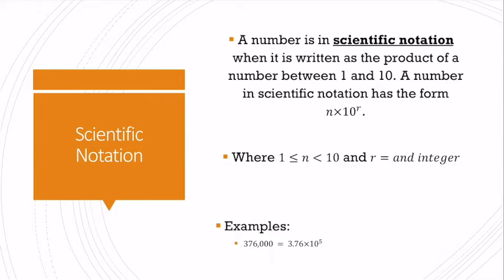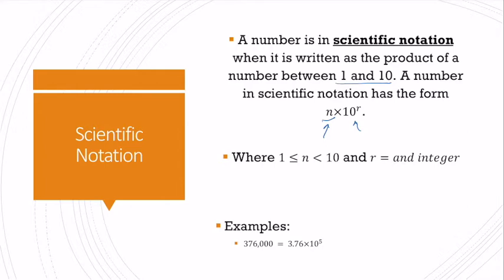Next, we need to talk about scientific notation. Scientific notation uses exponents with a base of 10 to represent all real numbers, actually. So a number is in scientific notation if it's written as the product of a number between 1 and 10, and the number has the form n times 10 to the r, where n is that number between 1 and 10, and r is an integer.